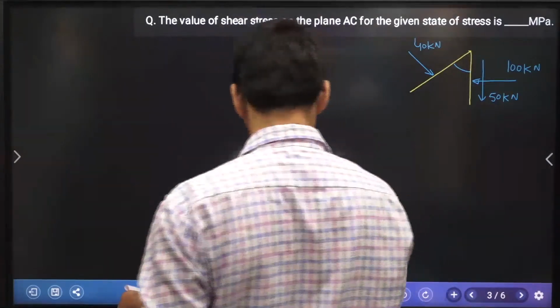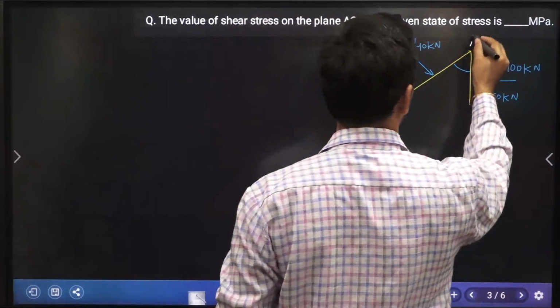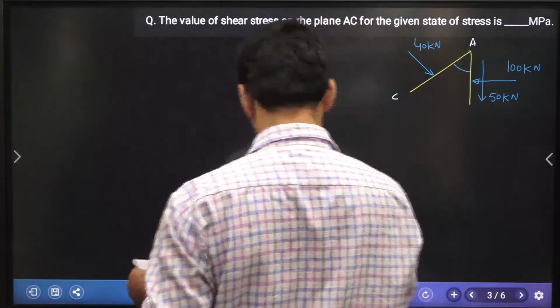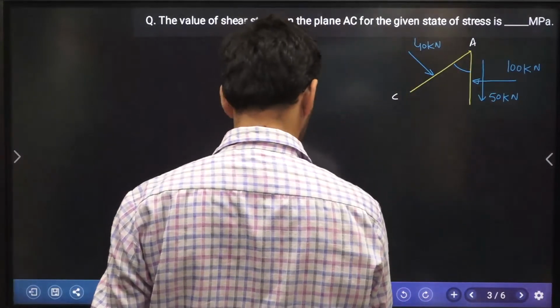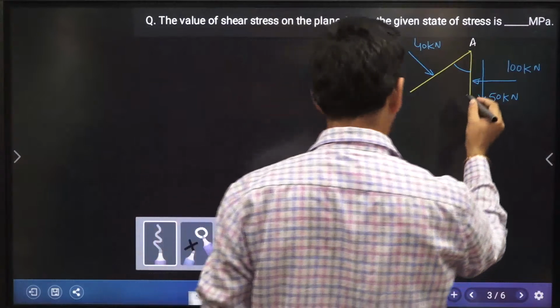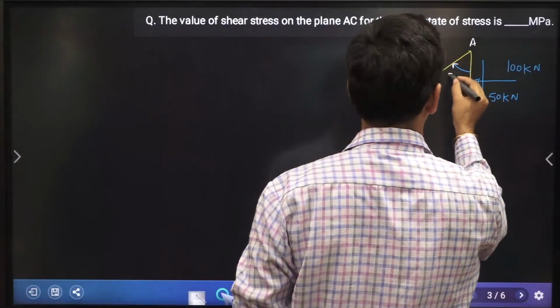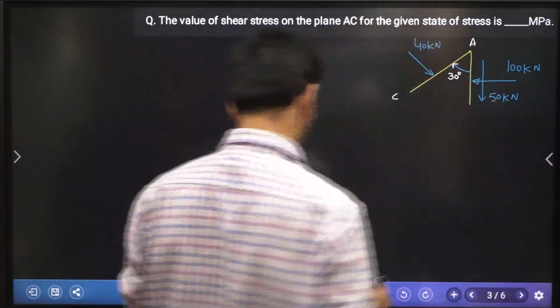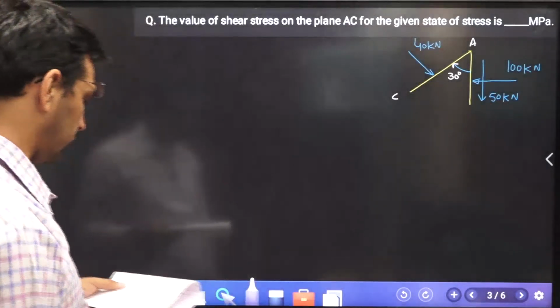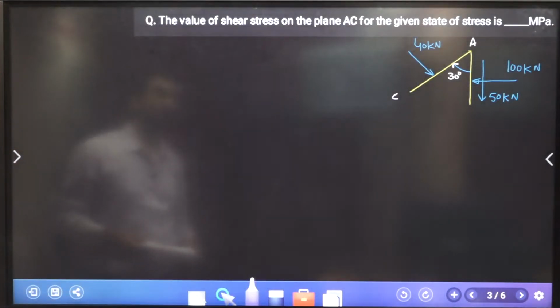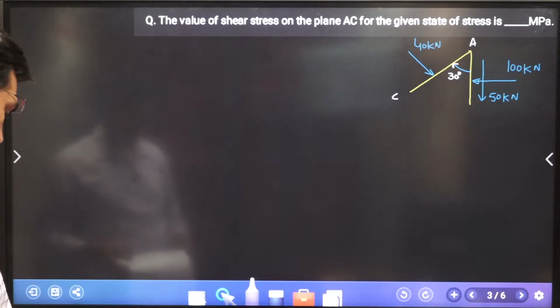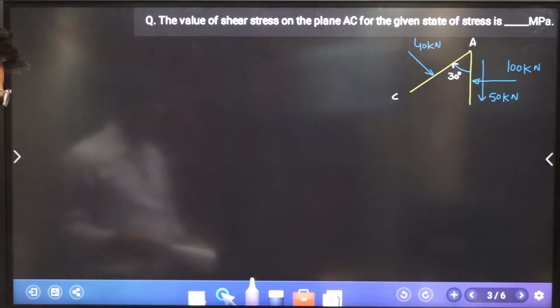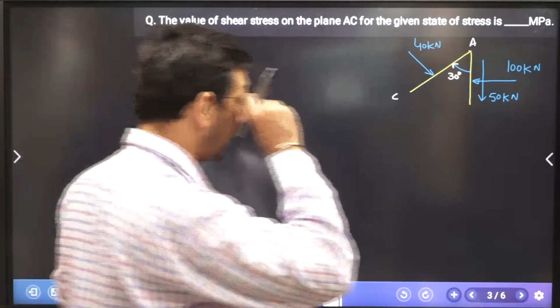Okay, he's saying this plane, let us say this is plane AC, right? And he has given that angle as 30 degrees. Okay, this is the state of stress. The value of shear stress on the plane AC for the given state of stress is blank megapascal.